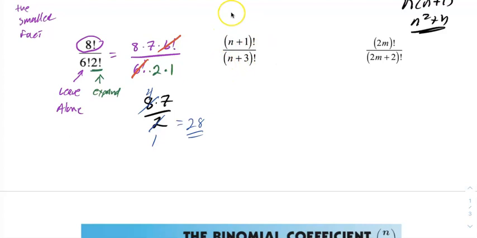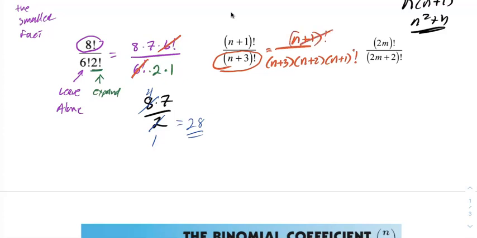N plus 1 over n plus 3 factorial. Again, we're going to get the bigger one. In this case, the bigger one's in the denominator. We'll just branch it out. So n plus 3 times the one beneath that, which is n plus 2, times the one beneath that, which is n plus 1. And there I could stop, because that matches n plus 1 factorial on top. These would cancel. And you get 1 over, don't forget when you cancel something in the numerator, it's still 1 there, n plus 3 times n plus 2. That's my answer.